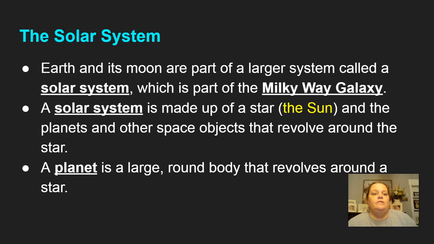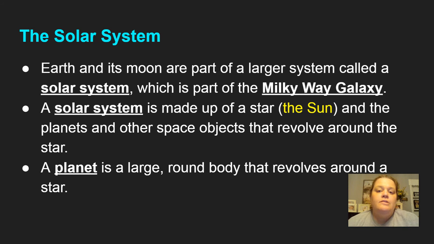The solar system. Earth and its moon are part of a large system called a solar system. Our solar system consists of 8 planets. When I was growing up, it was 9, but they declassified Pluto. I still count it though, but it's 8 planets, and we are all part of what's called the Milky Way Galaxy. It's like the candy bar of the Milky Way Galaxy.